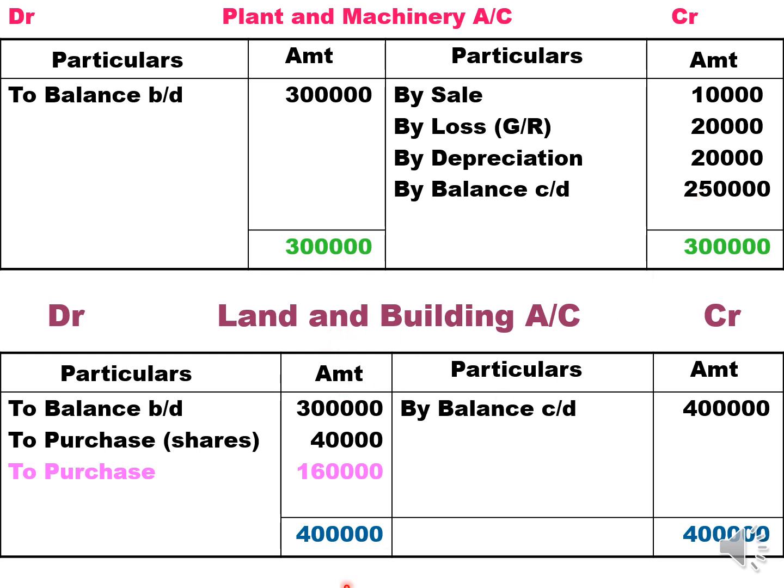Next, land and building, students. To balance brought down, opening land and building 3 lakh, to purchases 40,000. We have purchased land and building through issue of shares, 40,000. So 40,000 is treated as purchase. Then closing balance 4 lakh. So 4 lakh minus 3 lakh minus 40,000, you get 1 lakh 60,000 as a purchase of land and building.